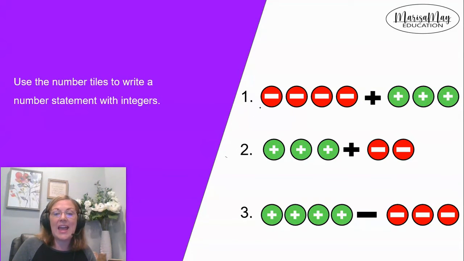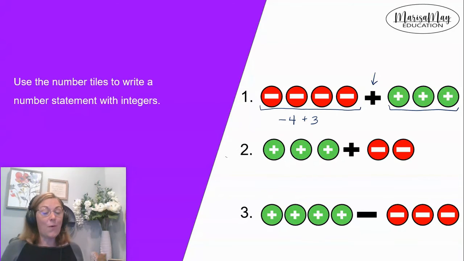You see that I have four negative tiles. So, if we write that in a number sentence, I would say that's -4. Then don't forget the plus. And then I have three positive tiles. So that's a +3.